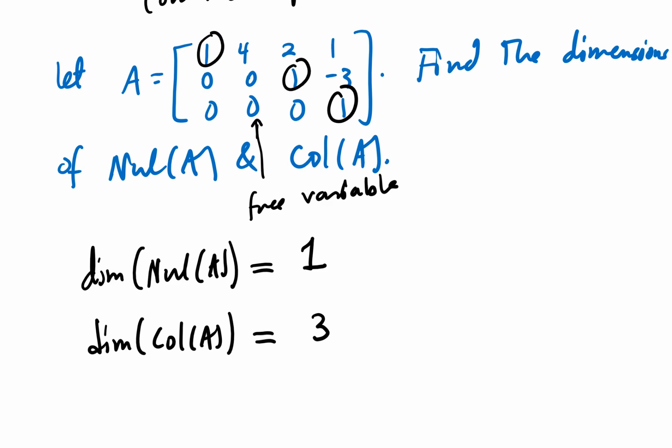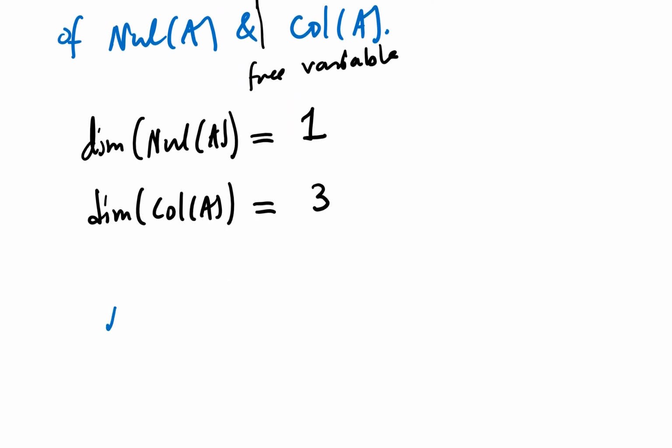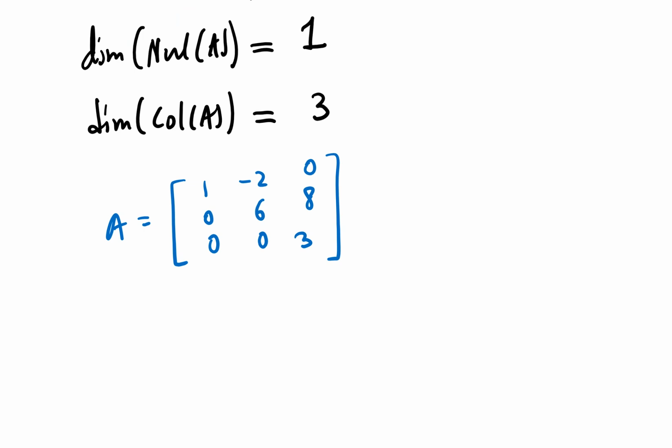Another example. 1 0 0 negative 2 6 0 0 8 3. This should be easy. Try it on your own for a couple minutes.